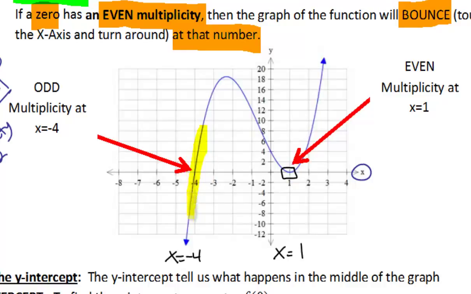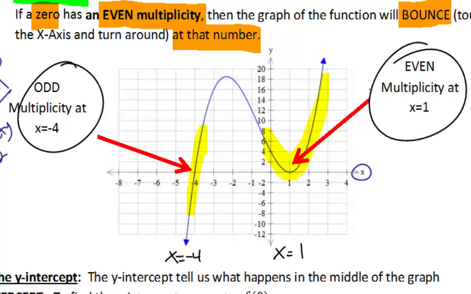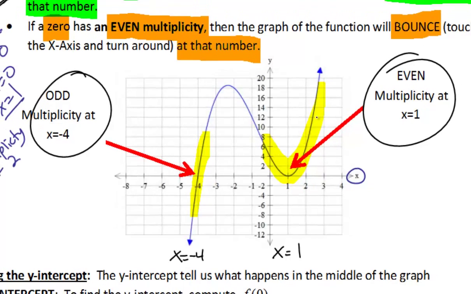So because I go from one side of the x-axis to the other, since I cross it, I know that I have an odd multiplicity. Well, over here at 1, if we look closely, I have touched and turned around. So what my function does at 1 is I touch it, and then I go right back in the same direction that I came from. So I know that I have an even multiplicity. So when you're odd, you cross the x-axis. When you're even, you bounce.